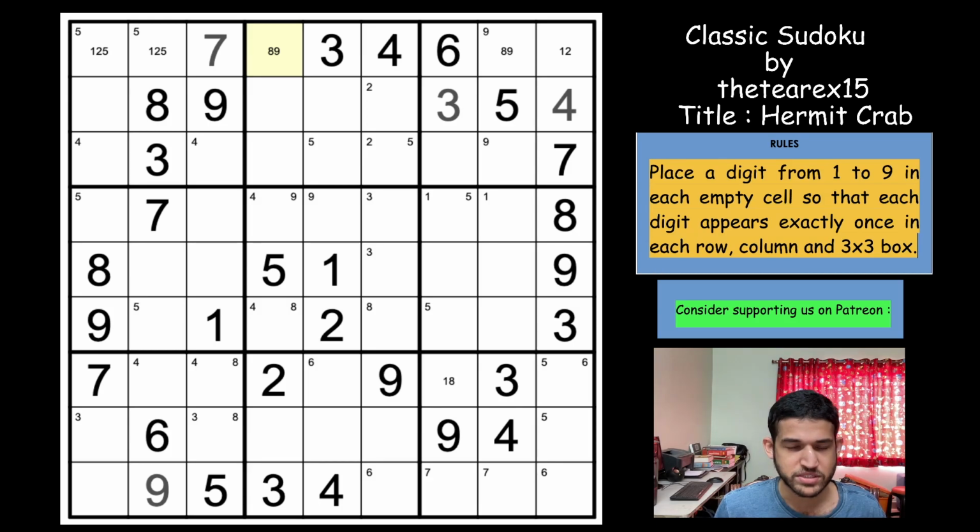And look at row 6 column 2, that can only be 4 and 5. It cannot be 1 2 3 9 7 6 8, 4 and 5. And this will be 2 and 4, and this will be 1 4 5.